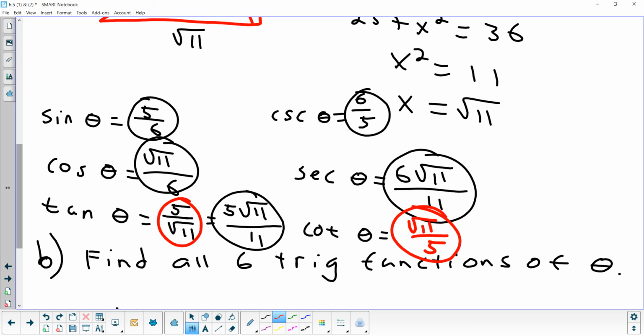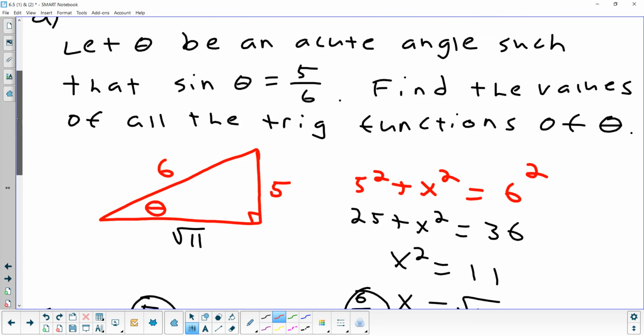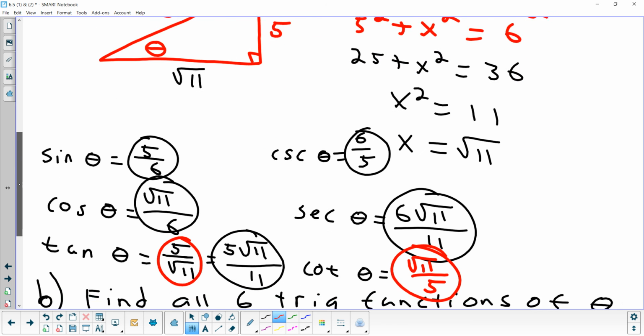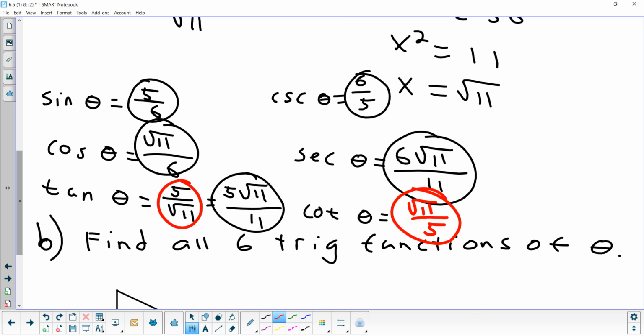Nowhere in that problem did we actually solve for how big the angle is. That wasn't the goal. The goal was to find the trig functions of the angle. And there are 6 of them. Okay, any questions on that?